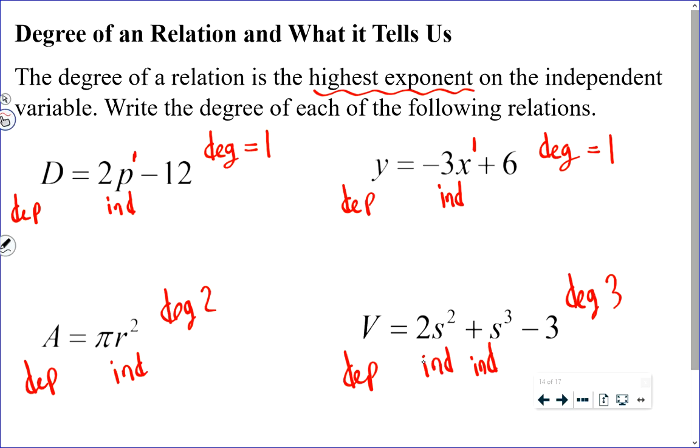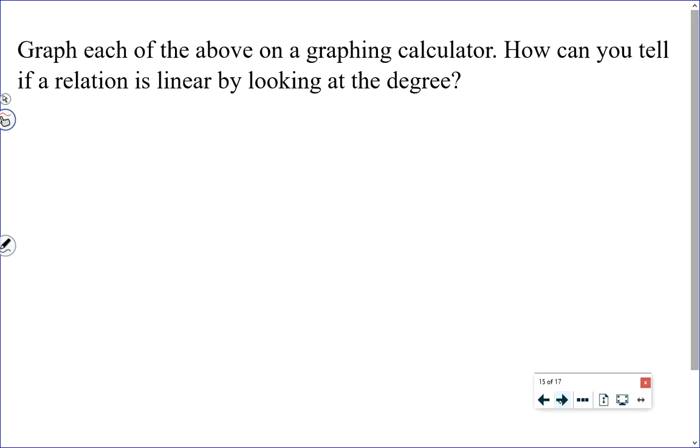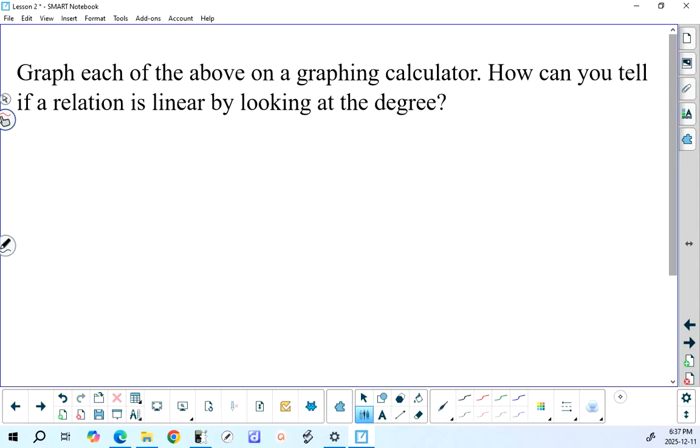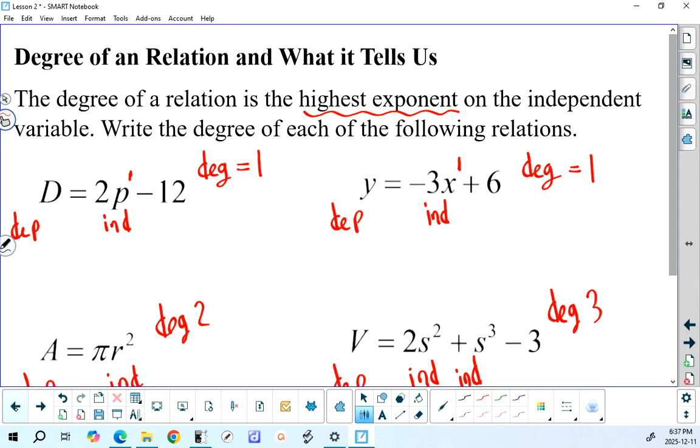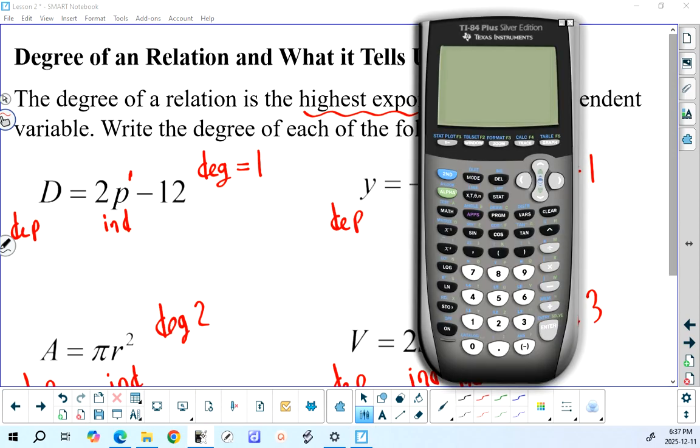Now, what's the big deal about this? The final thing we were asked to do in this lesson is to use a graphing calculator to graph all of these and compare the degree to what we see. So this is probably your first foray into using a graphing calculator to graph functions.